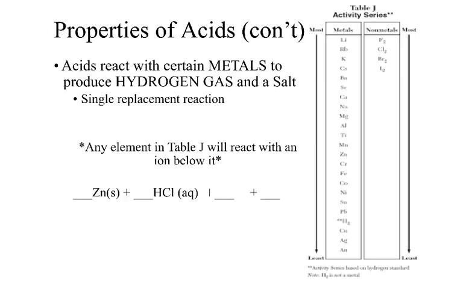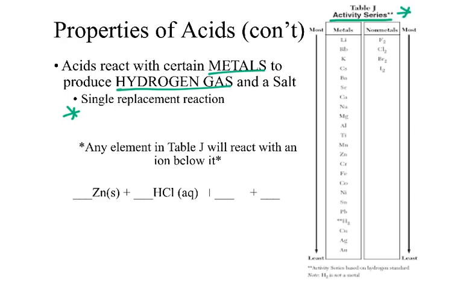So now let's take a look at Table J. Table J from our reference table is our activity series. Acids will react with certain metals to produce hydrogen gas. So metals will produce hydrogen gas when reacting with an acid, as well as a salt. This is a single replacement reaction, right? So one swoops in and takes the place of the other. Any element in Table J will react with an ion below it.